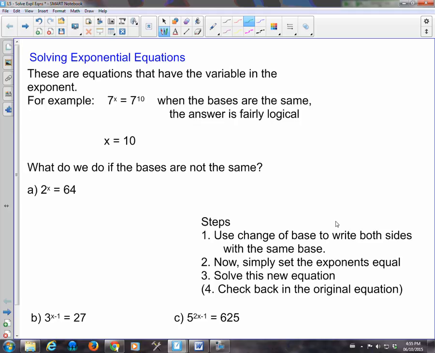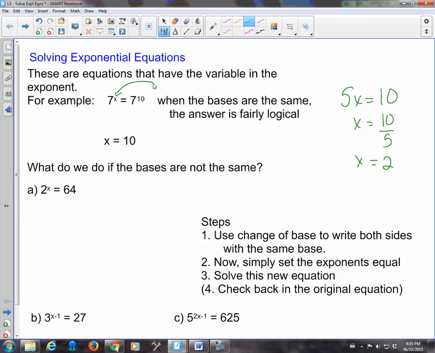An exponential equation has the x in the exponent, versus a linear equation which has the x beside the number, and you would just do the opposite operation to solve it. When the x is in the exponent, we can't quite solve it the same way. However, when the bases are the same, the answer should be pretty logical. If I have 7 to some exponent equals 7 to the exponent 10, it should make sense that that missing number has to be 10 for those to be equal.